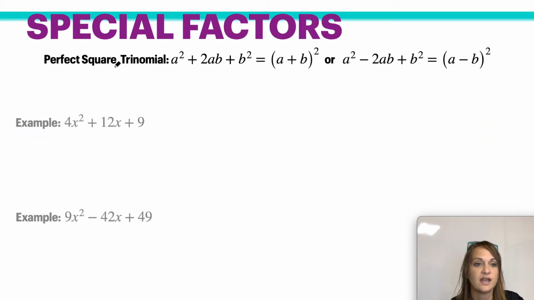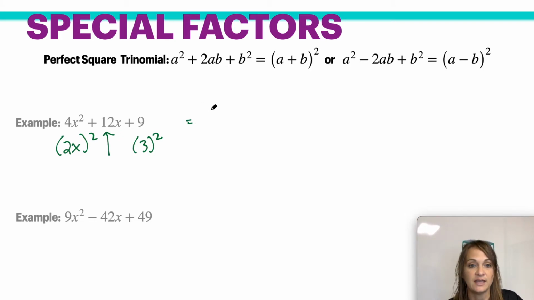Special factors. You can have a perfect trinomial, whether it's adding or subtracting. So for example, this is a perfect trinomial because this can be represented by 2x squared, and this could be represented by 3 squared. And then 2 times 3, right here, if you multiply the 2 times 3 to get 6 and double it, you do get 12. And so you can rewrite this automatically as a plus b, and then squared.